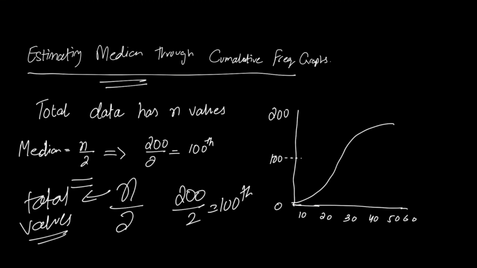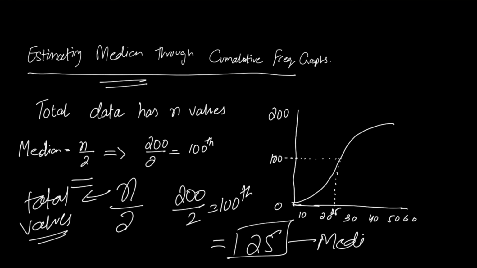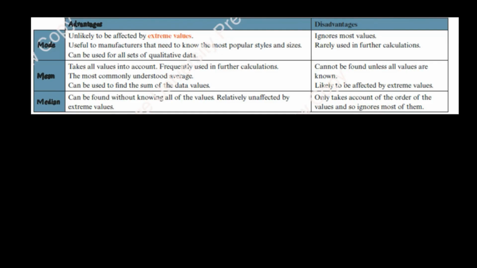So basically we see what value the 100th position is having. In this case it's around 25. So we will say the median value is 25. So this is how we will estimate through a cumulative frequency graph. Okay, now let's look at the advantages and disadvantages of taking mean, median, or mode.